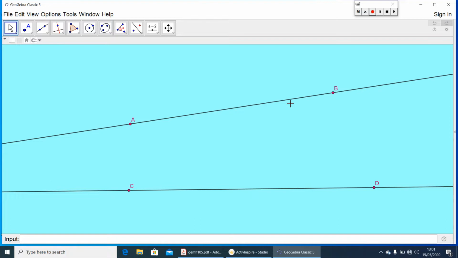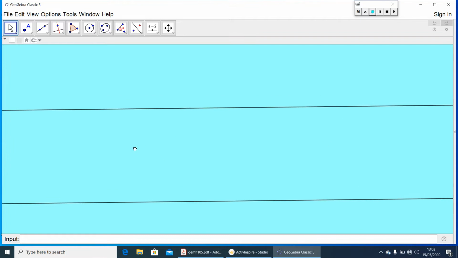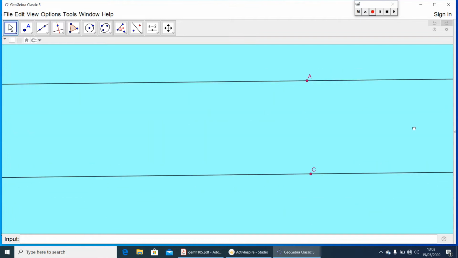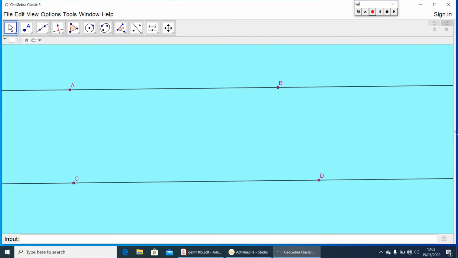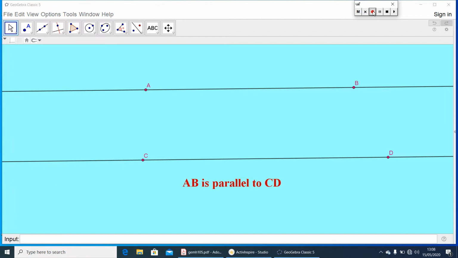Now let me change the position of the line AB. Now let us see, will they intersect each other? It will not intersect. If the lines are not intersecting, then such lines we call parallel lines. This we can write as AB is parallel to CD. The same you can represent symbolically. This you can read as AB parallel to CD.